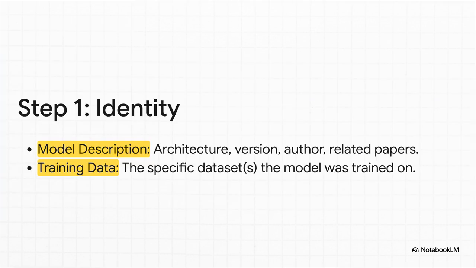So step 1 is all about the basics. The model description gives you the fundamentals. Its technical architecture, its version, who made it. It's kind of like the model's birth certificate. And just as important is the training data. This section tells you exactly what the model learned from, which is the #1 clue for understanding how it sees the world and what it can do.